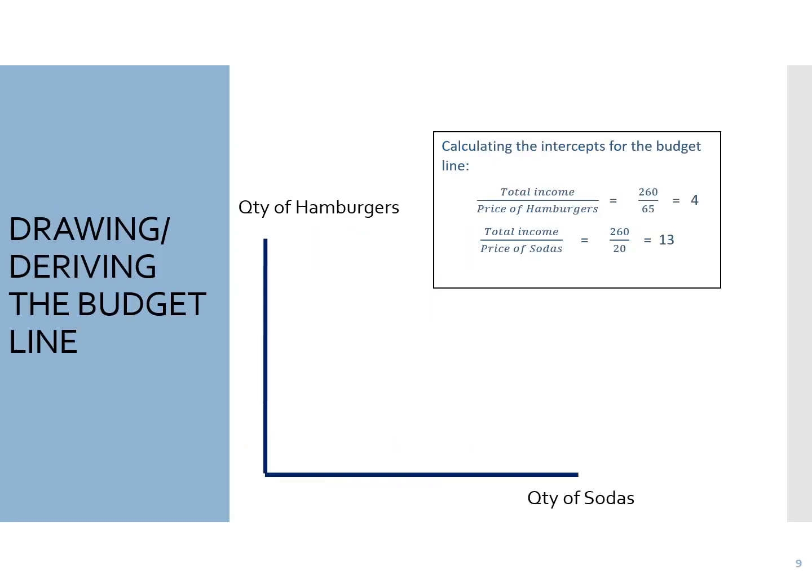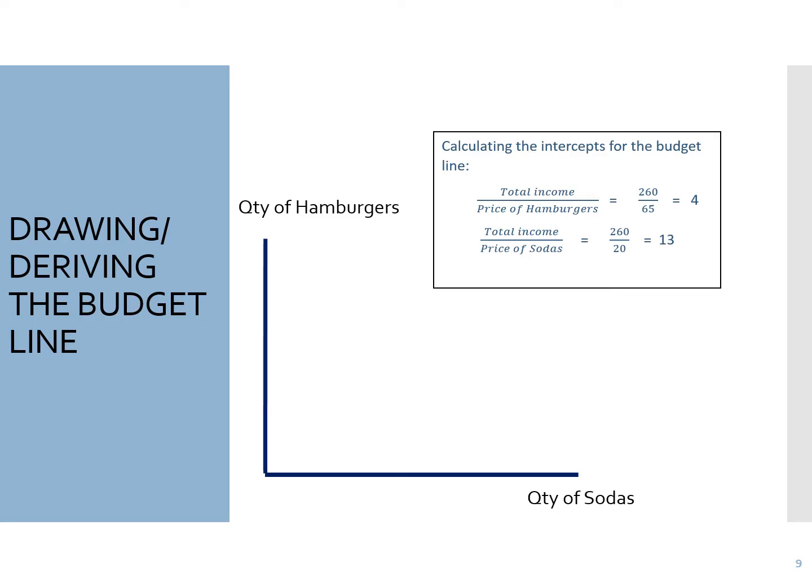Here we go. We have to do this little calculation first. So we'll take our total income divided by the price of hamburgers, and that will tell us the maximum number of hamburgers we can purchase is 4, and that will be 0 sodas. If we do the same with sodas, that is, we're going to spend all of our income on sodas, we take our total income, we divide it by the price of sodas, and then we discover that we could purchase either 4 hamburgers and no sodas, or 0 hamburgers and 13 sodas.